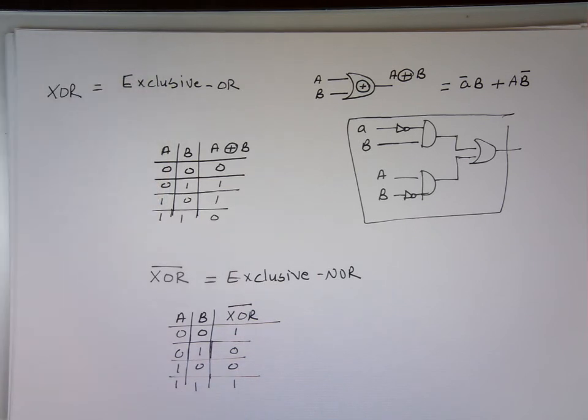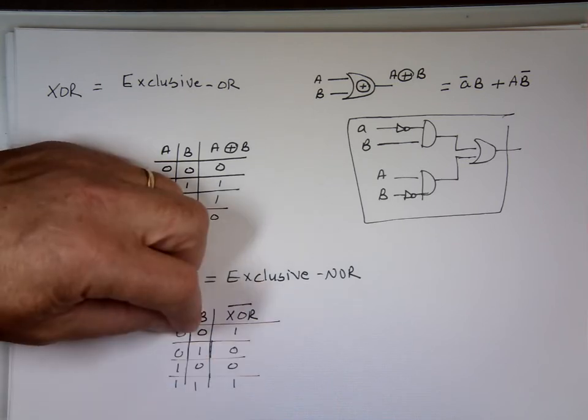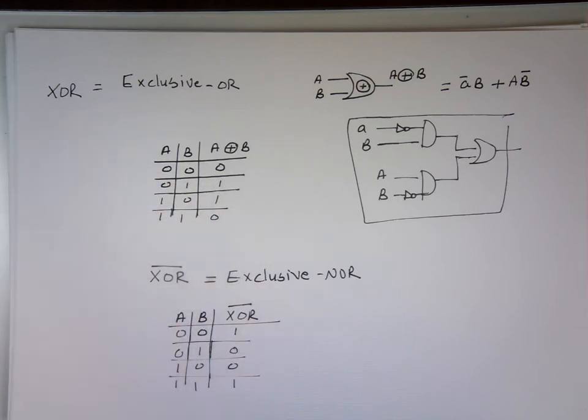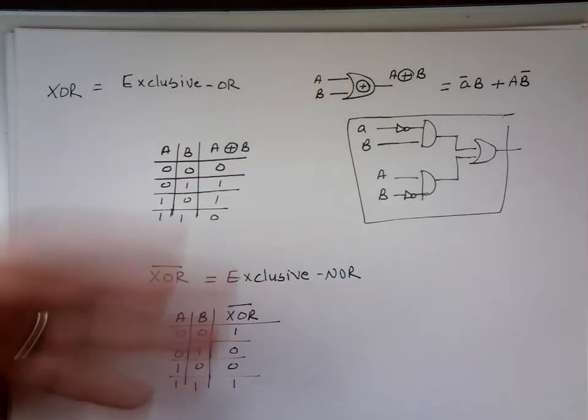So you get a 1 when both inputs are the same. When they're different, you get a 0. With XOR, when the inputs are the same, you get a 0. When they're different, you get a 1. Yes?